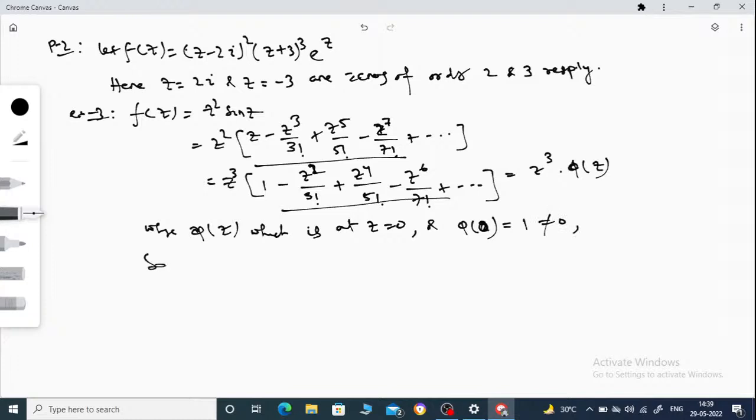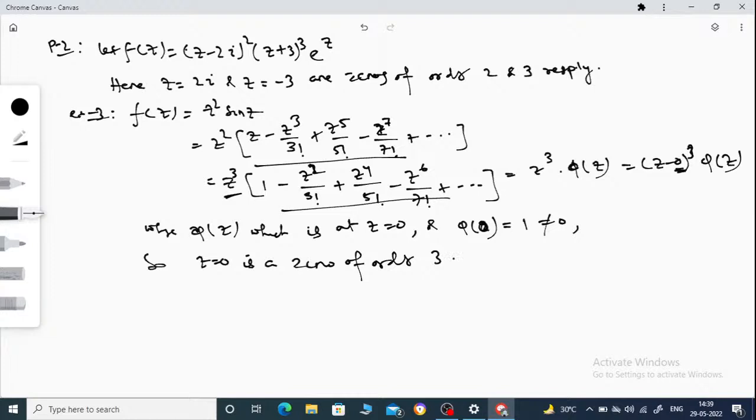So this is (z minus 0) to the power 3 into phi of z. Z equal to 0 means what is your z minus a. So z equal to 0 is a zero of order 3.